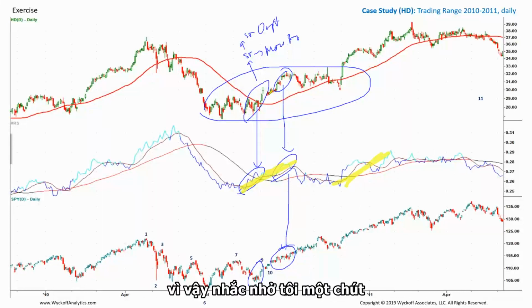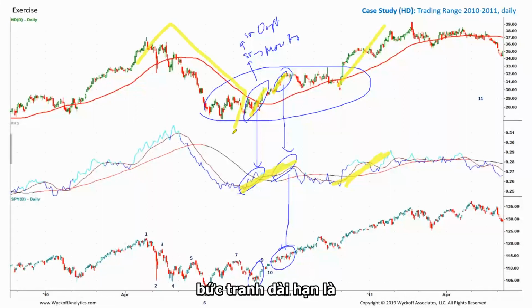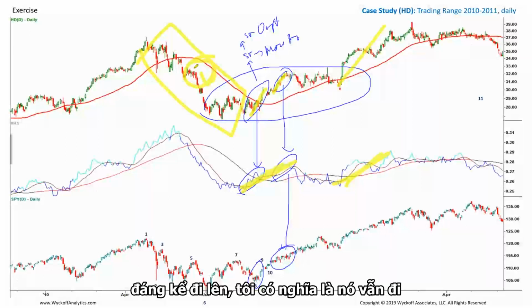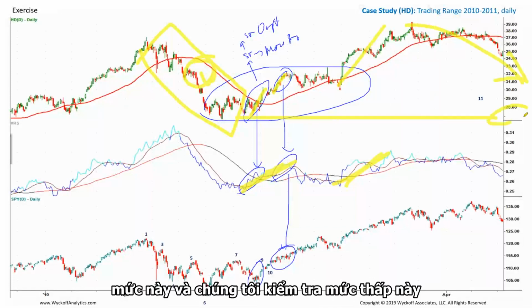So it reminds me a little bit of what we have seen in 2002, 2003. The long-term picture was somewhat weaker and suggested that institutions are not seeing this current reaction as the reaction from which the price is going to significantly go up. It still goes up by 50% or so. But then it fails and it goes into the consolidation. It actually comes back to this level and retests this low.